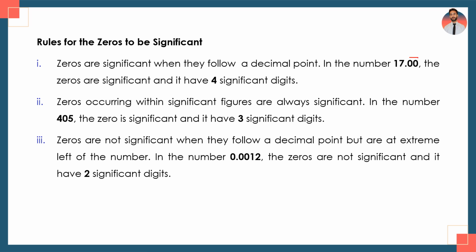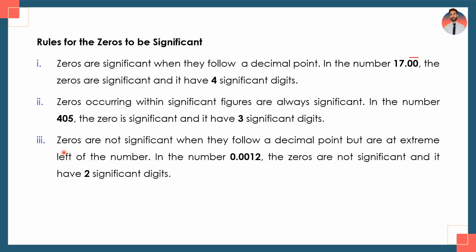and the zeros are significant. In the second rule, zeros occurring within significant figures are always significant. In the number 405, the zero is significant and it has three significant digits. If a zero lies inside a number, it means that zero is important and significant.